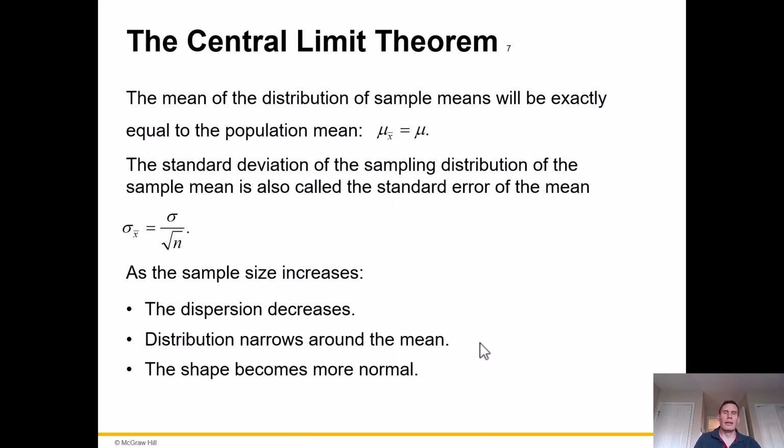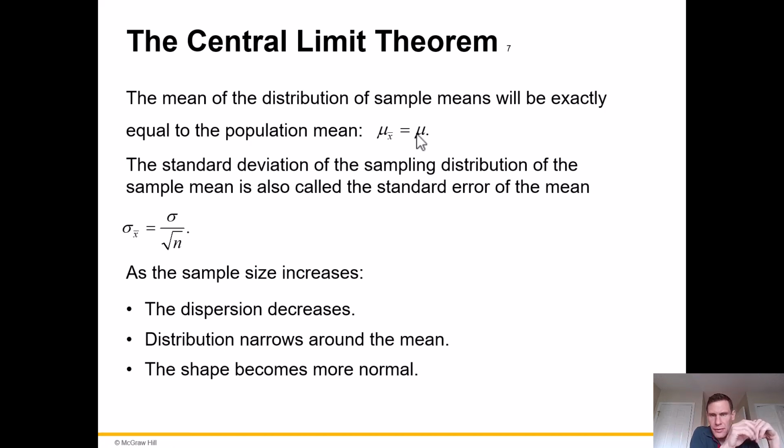The mean of the distribution of sample means will be exactly equal to the population mean. If you think about it, it makes sense, because if you've taken an infinite number of samples, they all ultimately represent the population. They're just different pieces of the population that you're pulling out for your sample. So it makes sense that the mean of the population should equal the mean of the sample means.